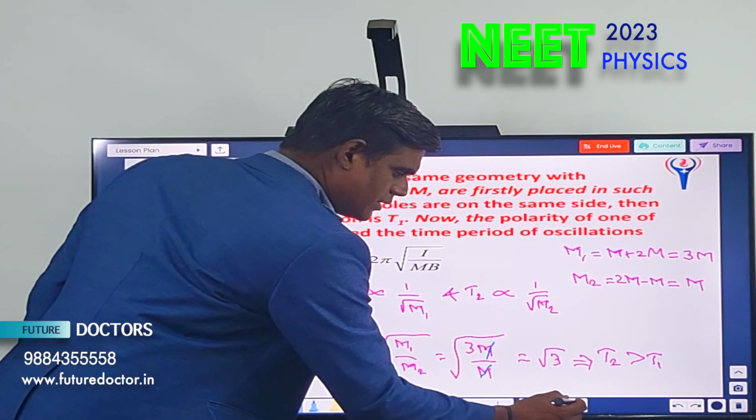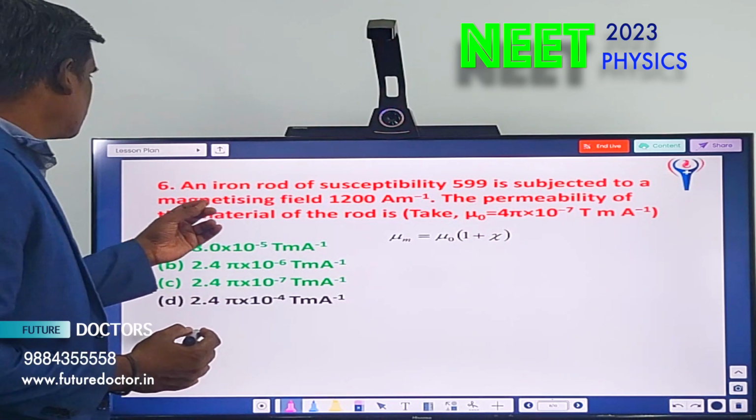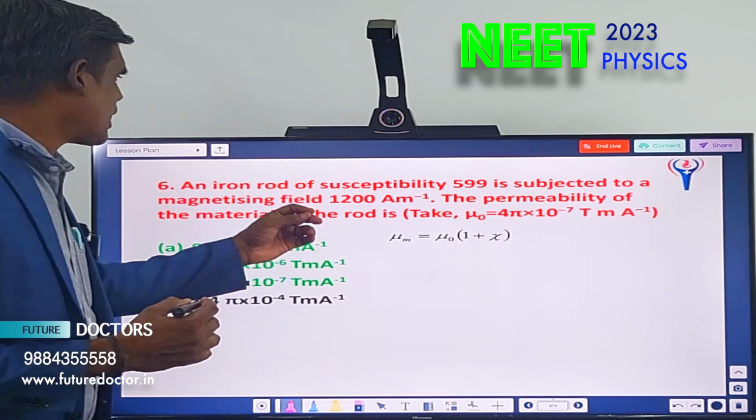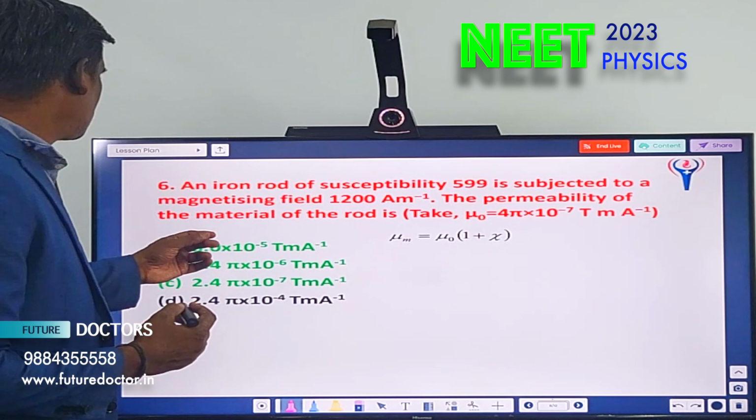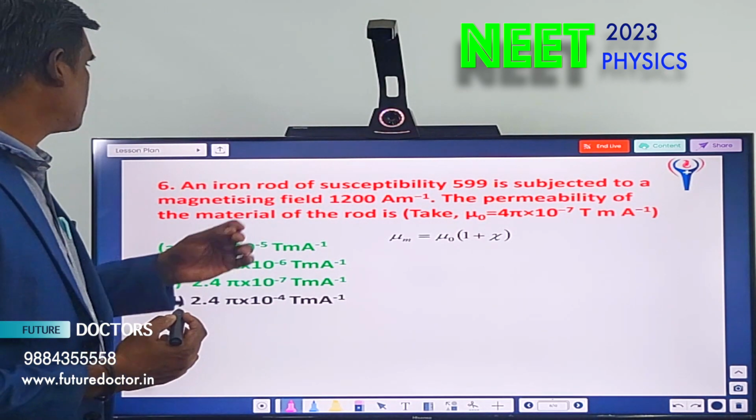Let's move to question number 6. An iron rod of susceptibility 599 is subjected to a magnetizing field of 1200 ampere per meter. The permeability of the material of the rod is dash. Mu naught is given, and you want to find the permeability of the material.